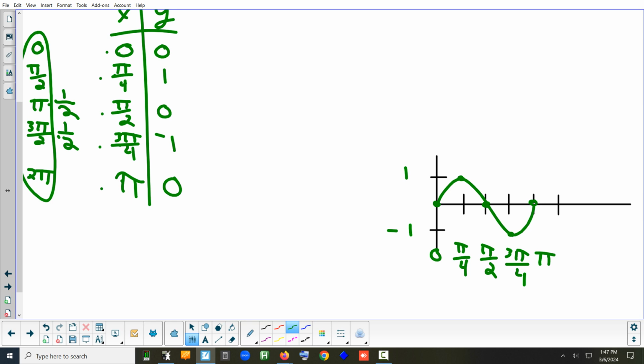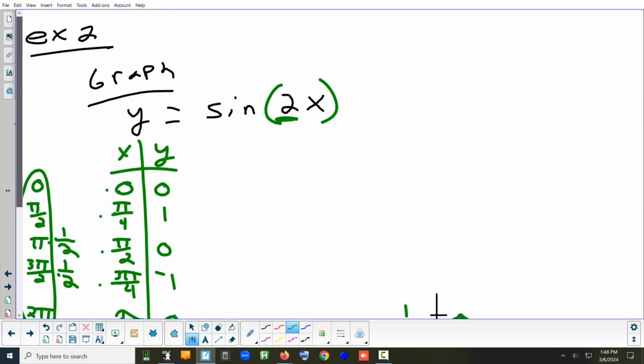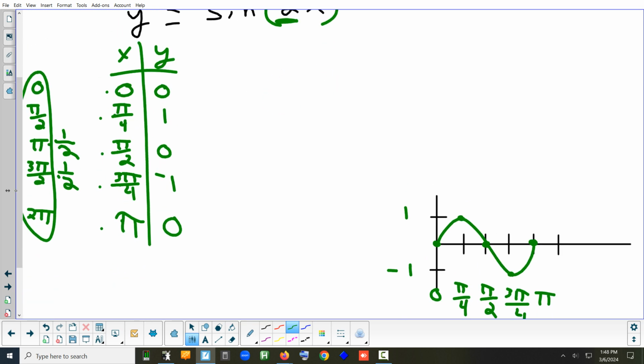How come that graph doesn't look squished, even though it is? Because of just how the table is set up, or the actual number line is set up. Right, because of how I set up my number lines, how I scaled it. If you change your scale, it's always going to look the same. And that's what we do. We change our scale. That way, if we really stretch it, we don't need a huge piece of graph paper. Any question on that?